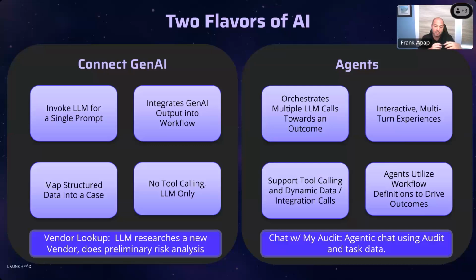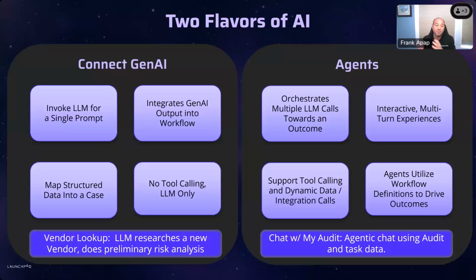Now, these agents are often interactive and have multi-turn experiences where the user goes back and forth with the agent. Now, that's not actually a requirement. You can have background agents that work completely autonomously, but in a lot of cases, the agents go back and forth both to the LLM and to the user.